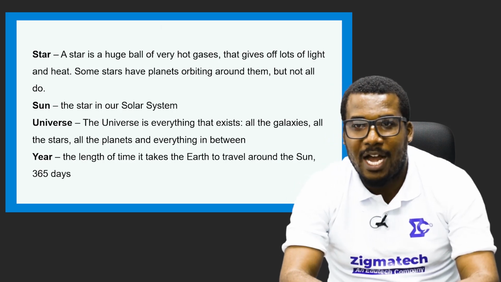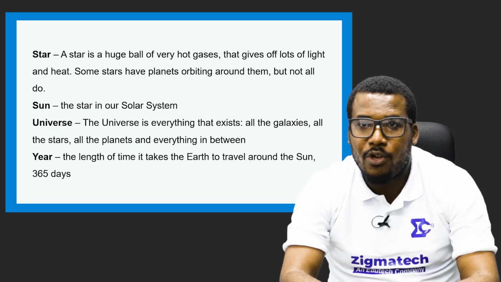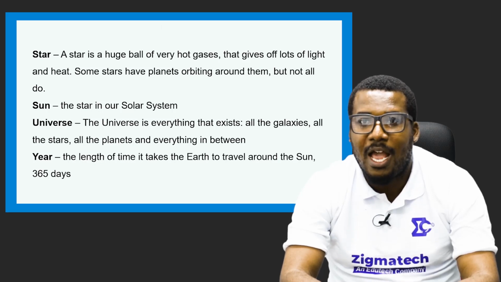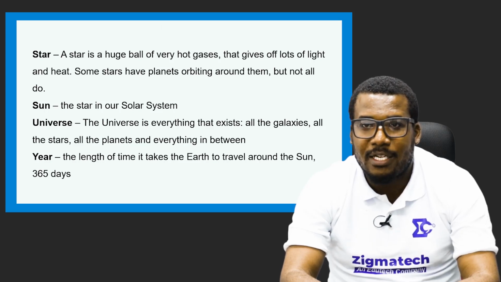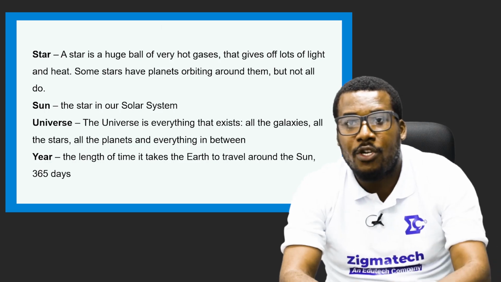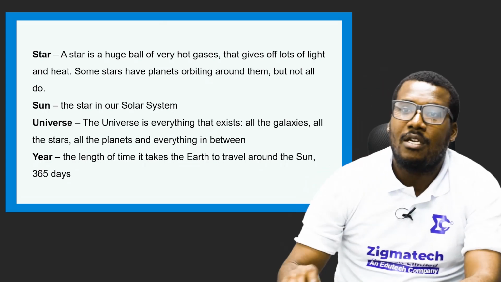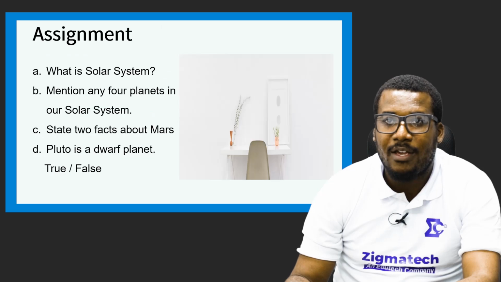Now, the universe. The universe is everything that exists, all the galaxies, all the stars, all the planets, and everything in between found inside the universe. Now you have the year. The length of time it takes the Earth to travel around the sun is 365 days.